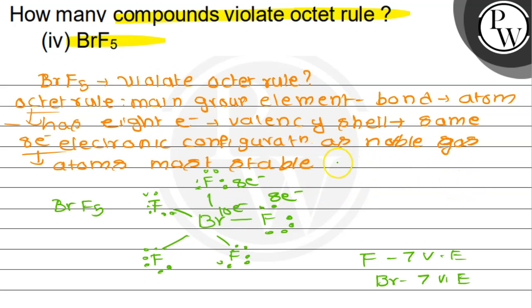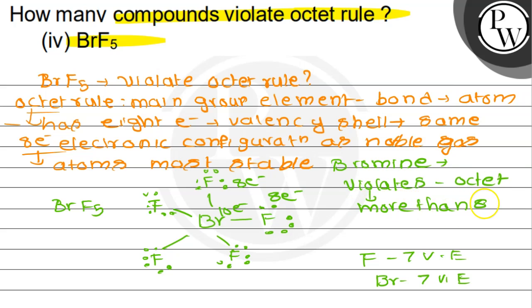So here, bromine in BrF5 violates the rule of octet because it has more than 8 electrons around it. That means it holds more than 8 electrons around it. So that means it has an expanded octet. Expanded octet.